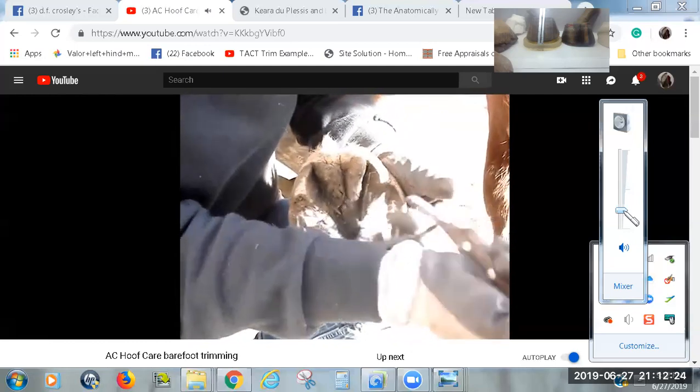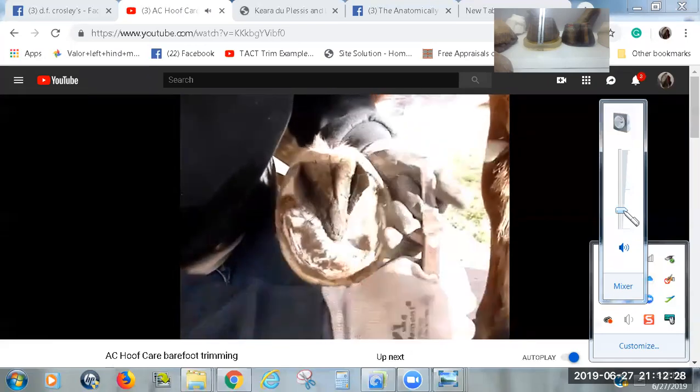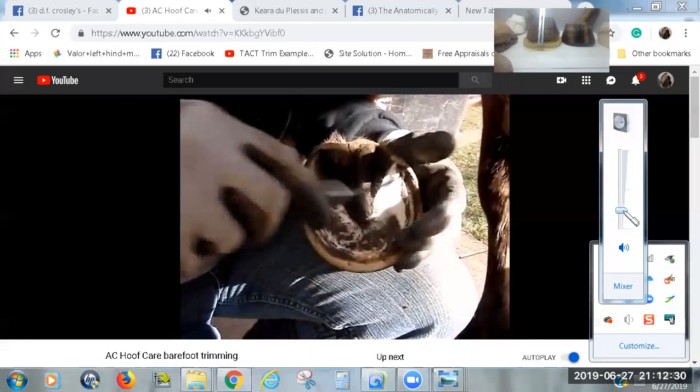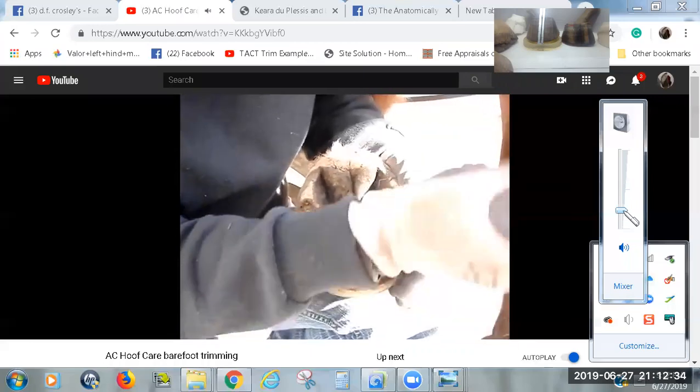Okay, and we'll just continue cleaning up these bars. The bars here should end at the middle of the frog. And when the foot gets long, these tend to kind of grow wild.